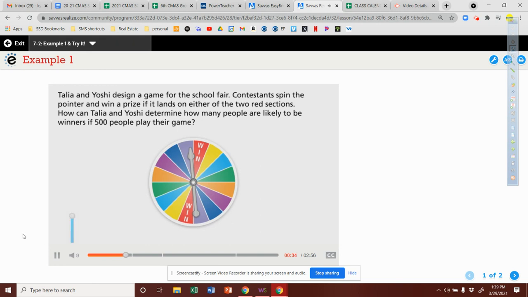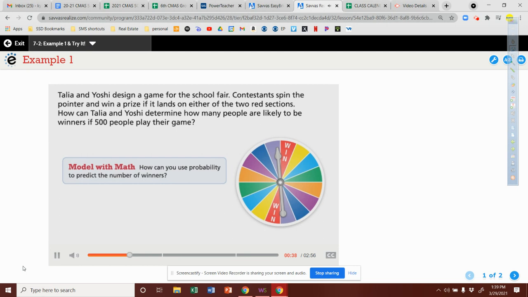They can determine the number of people using probability. How can you use probability to predict the number of winners?